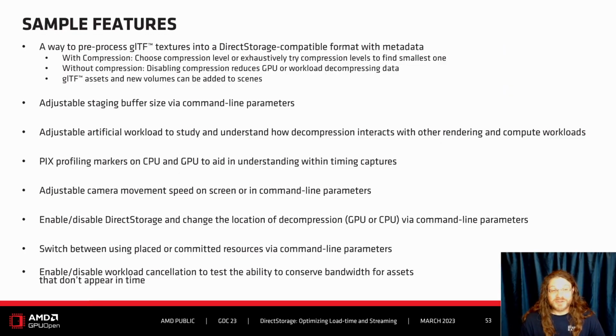Our sample features, as mentioned before, a way to pre-process GLTF textures into a direct storage compatible format with the metadata, and that was seen in the header that we showed in earlier slides. It can pre-process the data with compression or without compression. It has an adjustable staging buffer size that we can adjust via command line parameters. It has an adjustable artificial workload to study and understand how decompression interacts with other rendering and compute workloads. And it has PIX profiling markers on the CPU and the GPU to aid in understanding how these things interact when we're doing timing captures in PIX.